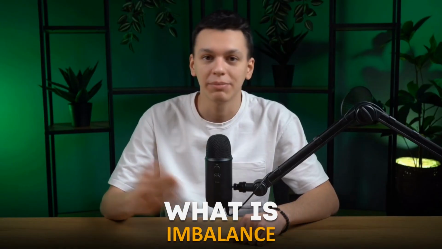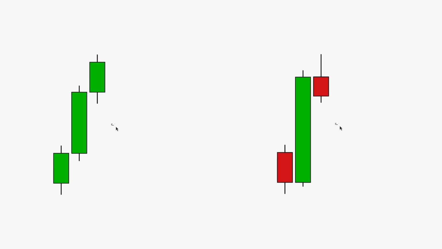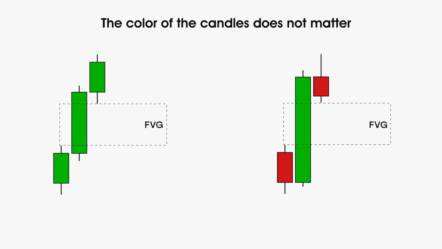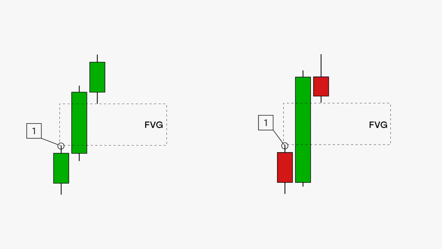Now, let's understand what imbalance is. Simply put, it's a gap zone on the chart that appears between the wicks of 3 consecutive candles. The color of the candles doesn't matter. In a bullish scenario, the upper wick of the first candle doesn't reach the lower wick of the third, creating an empty space, a signal of sudden market activity.